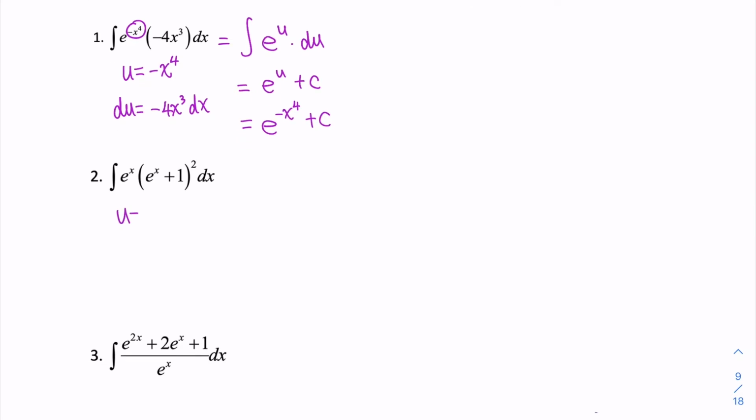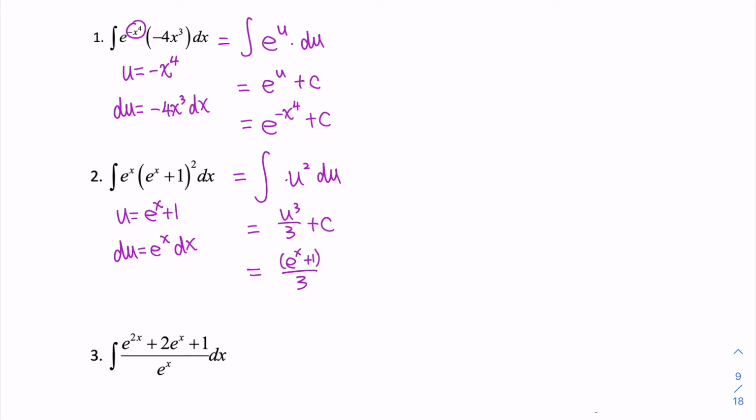Similarly, for this one, u equals e to the x plus 1. So du equals e to the x dx. This is the integral of u squared du, which is u cubed over 3 plus c. So it's e to the x plus 1, cubed, over 3, plus c.